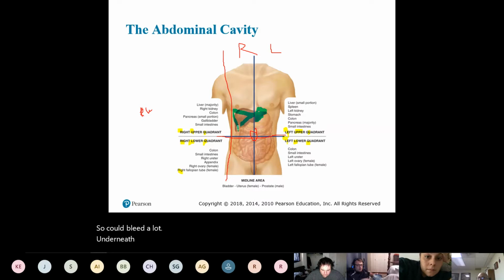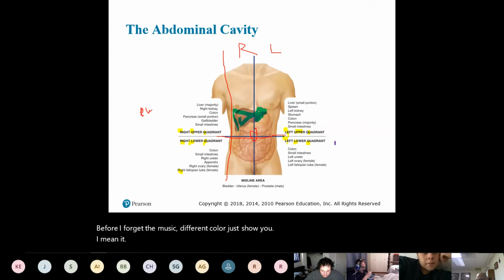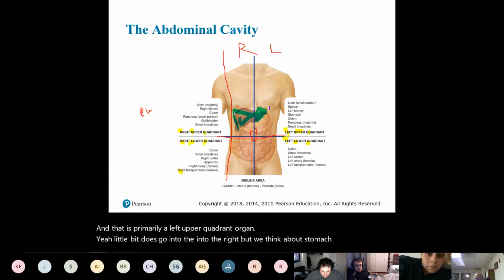Underneath the liver, we also have the gallbladder. Now I'll just kind of put it in there. Now, before I forget, let me use a different color to show you. So as we go down, we get the stomach, and that is primarily a left upper quadrant organ. Yeah, a little bit does go into the right, but when we think about the stomach, we think about it being a left upper quadrant organ.